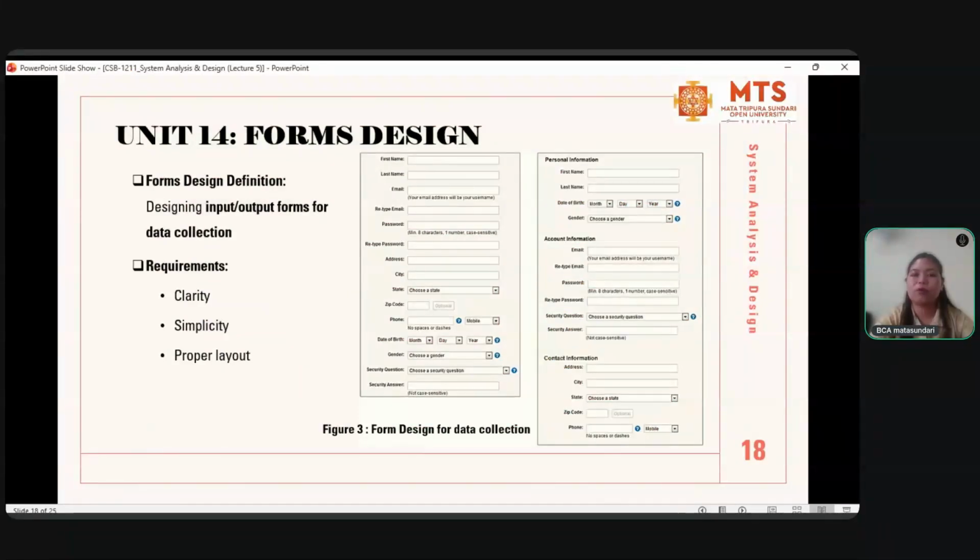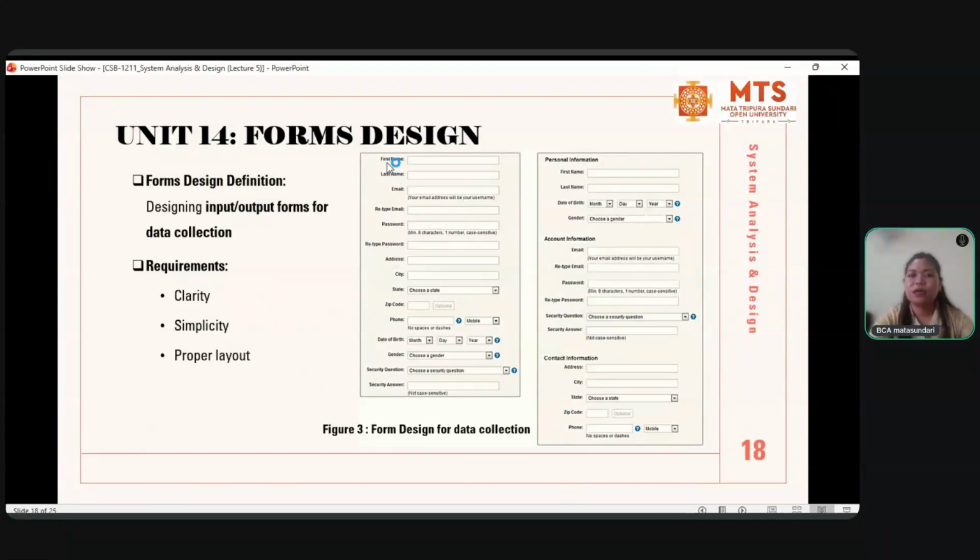Next is our form design. Form design is input and output. It can be input and it can be output. If we take the example of Google Form, we can say Google Form for data collection. So what are the requirements, what should be in the form? Clarity must be there, simplicity must be there, and proper layout. This is one of the examples of form design for data collection.